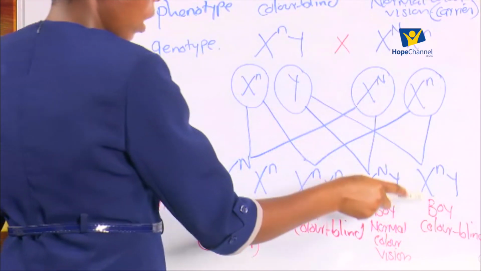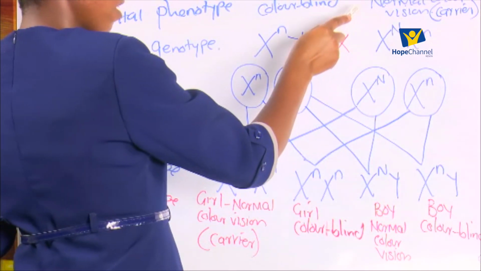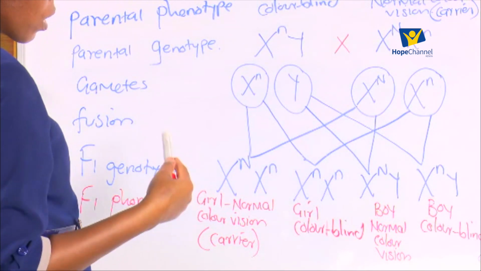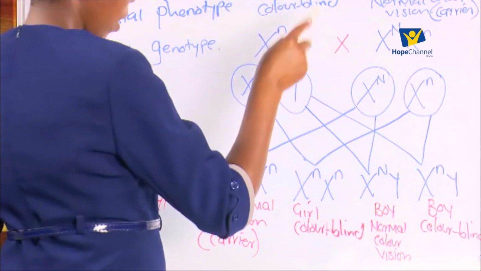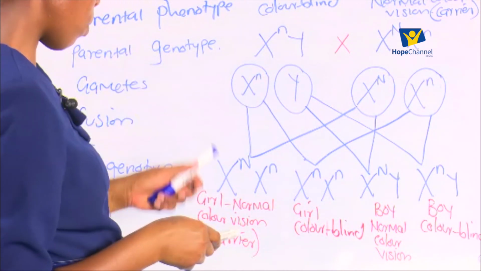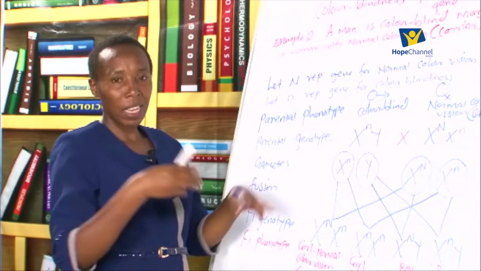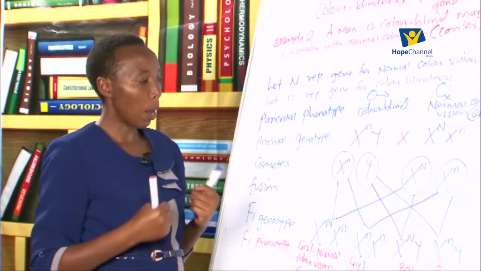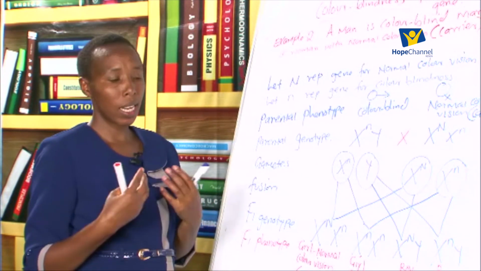So if the boy is colorblind and the mother is having a normal color vision, definitely the mother is a carrier. I hope as a student you're trying to reason out. You know, you want to understand basic knowledge about inheritance. This is all about basic knowledge about inheritance.